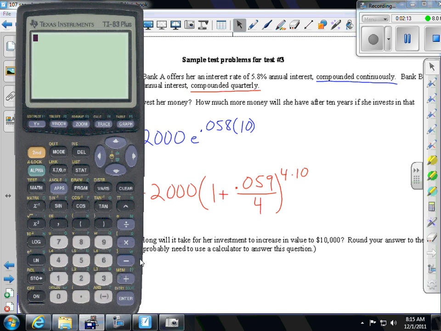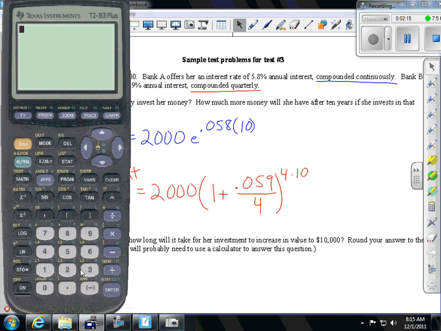So we'll type them in separately here. The first one, 2,000 times e, that's the second function on the calculator, and right there where the arrow is, it says e to the x. And then up there we're typing 0.058 times 10. And so our $2,000 has grown to that number, 3,572.